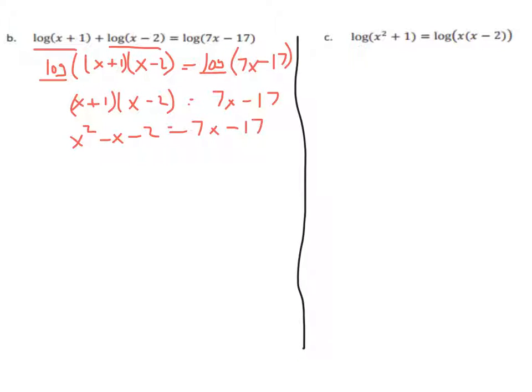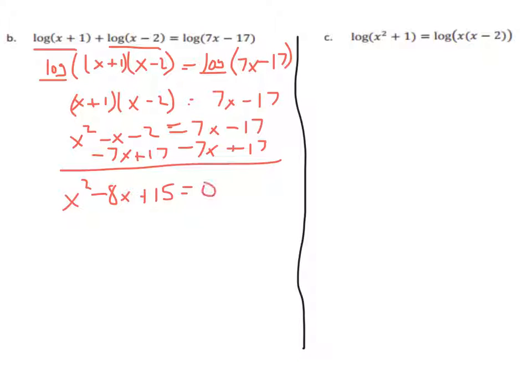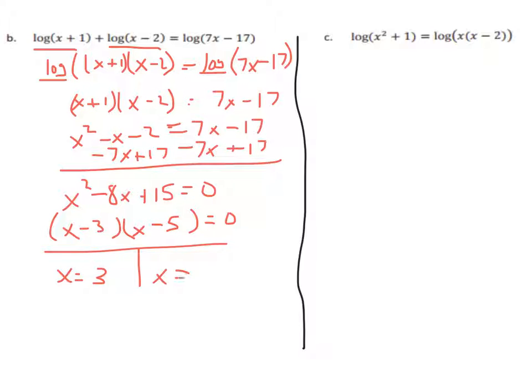The x squared is not going anywhere. Therefore, I would do a minus 7x, then a plus 17, and you will get x squared minus 8x plus 15 equals 0. Factor away. If I factor it, I get x and x. 15 is 3 and 5, so minus 3 and minus 5 will give me a positive 15, and they add up to negative 8. Split it, and you get your answers of 3 and 5.